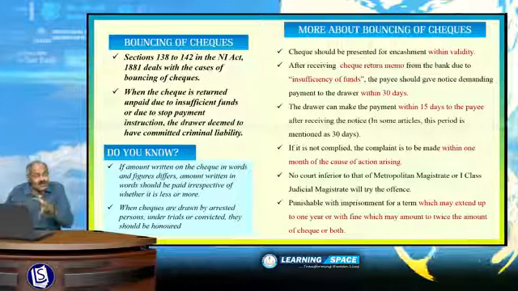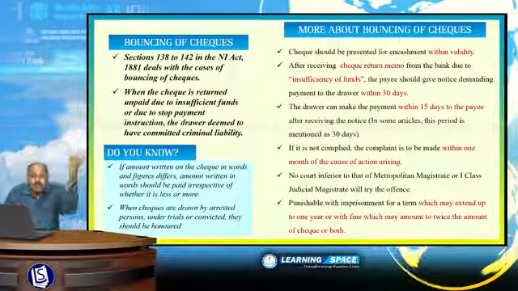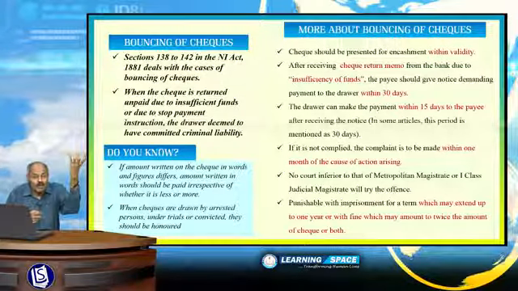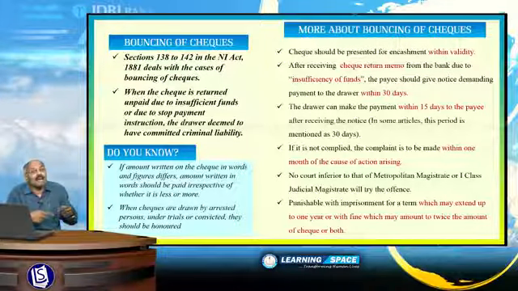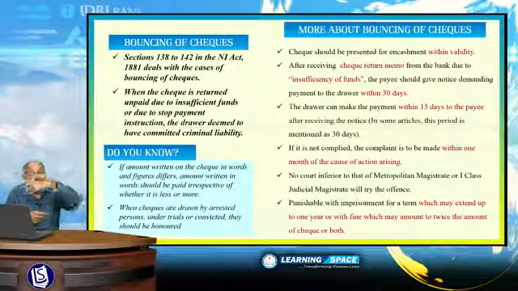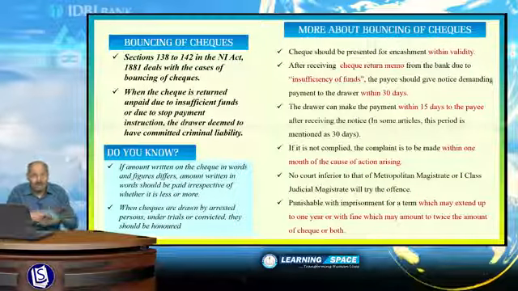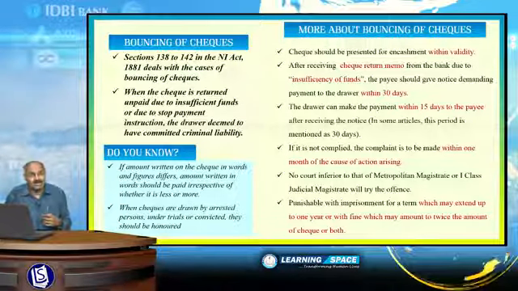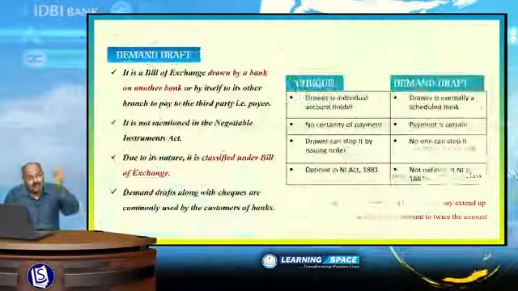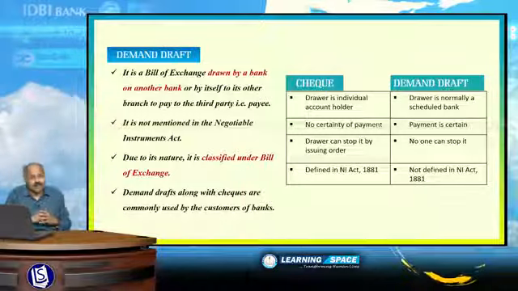When a check bounces, under the Negotiable Instruments Act, people can go to court, but when the ECS transaction fails, then under the Payments and Settlements Act, he can go to court. This is all about the checks, and now look at the difference between demand draft and check.